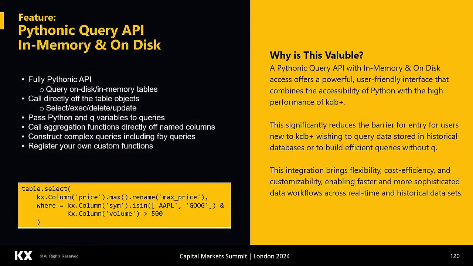So to focus on 2 of the features, the 2 main ones, the Pythonic query API basically allows you to run selects, execs, updates, and deletes using a Python first API with Pythonic syntax, the ability to pass Q variables around. You can construct complex queries against it, and you can register your own functions. So on the bottom left, you'll see broadly what that syntax looks like. Essentially, the important parts are the kx.column object. So the kx.column object provides us the ability to add chained functions off it.